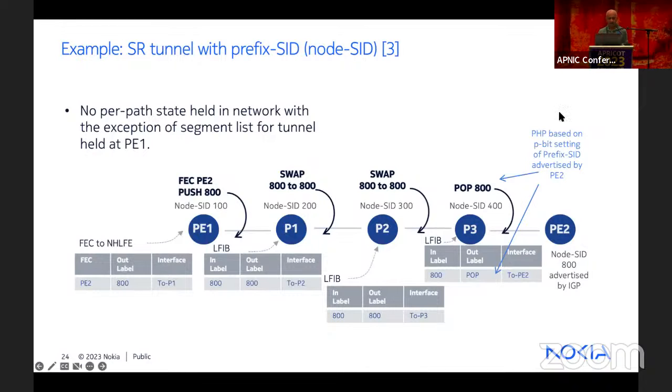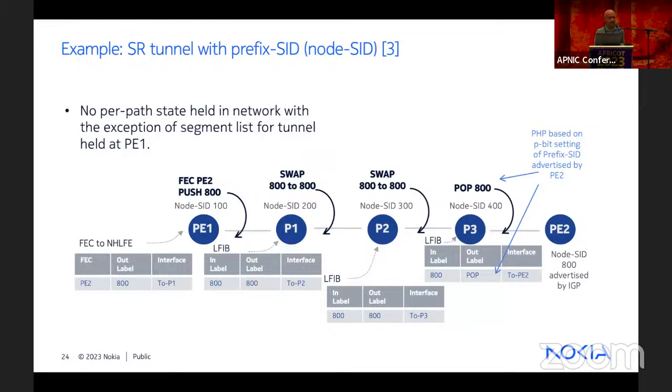What if P1 here had an SRGB that was completely different, like from 1000 to 2000? Would this have worked? It would not have worked because that 800 value is outside of that range. So that would not have worked. So we have to deal with a situation when that happens.